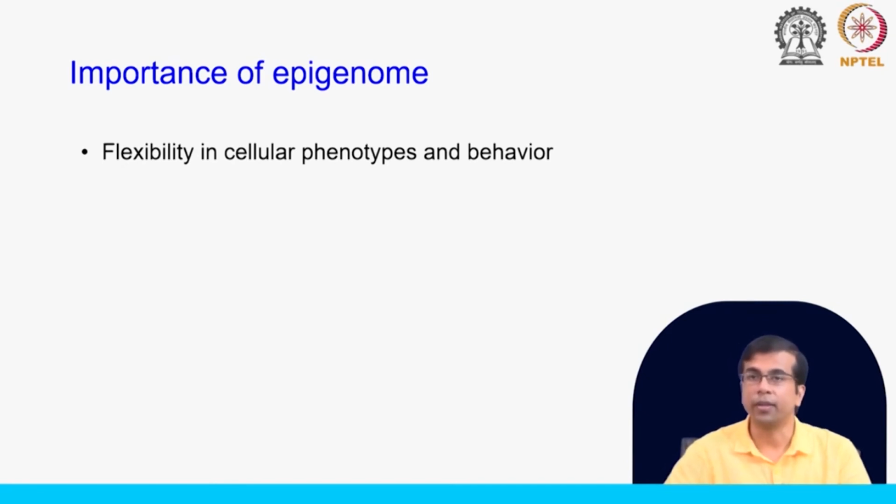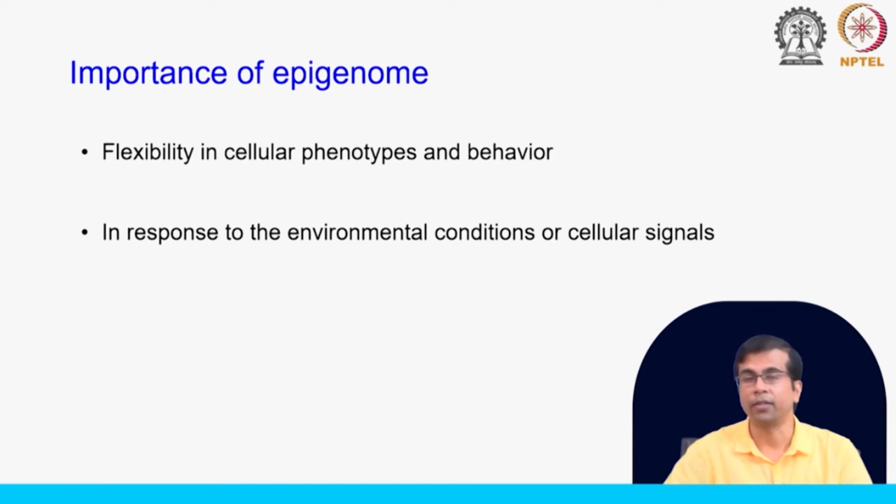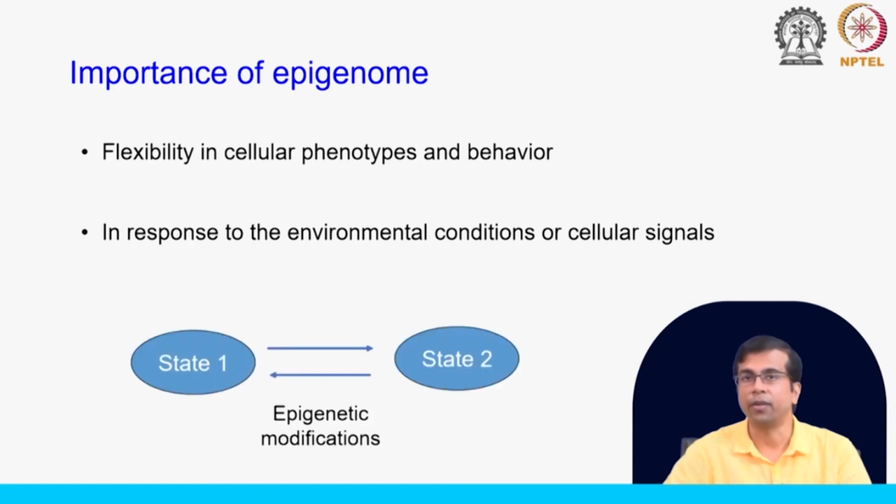So, as you can see, this gives a good flexibility in terms of cellular phenotypes and behavior. You can modify gene expression according to the need. Clear enough, right? Most of these epigenetic modifications are actually changing in response to environmental conditions or cellular signals. In the case of humans, this is also affected by, for example, not just environmental conditions, but our diet, lifestyle, etc. Everything plays a role in epigenetic modifications. So, this is again giving us flexibility in cellular phenotypes and behavior.